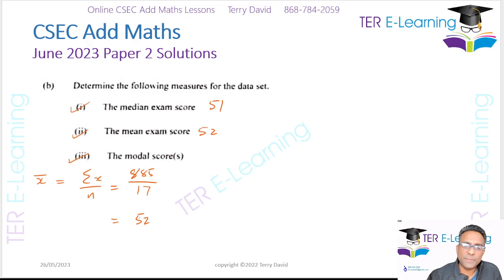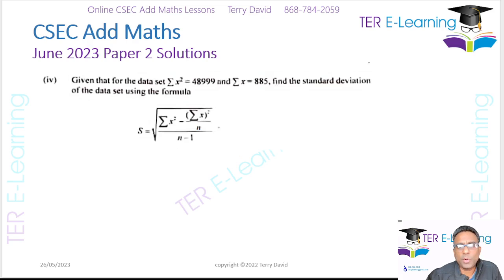So you have 53 and you also have 57. That's why they put this in brackets here. You have two modes in this particular case. But for now, they said given that for the data, sigma x squared is 48,999 and sigma x is 885. Well, look at that. They gave me sigma x here. I didn't have to calculate it.